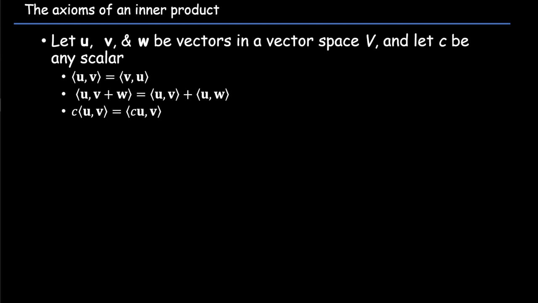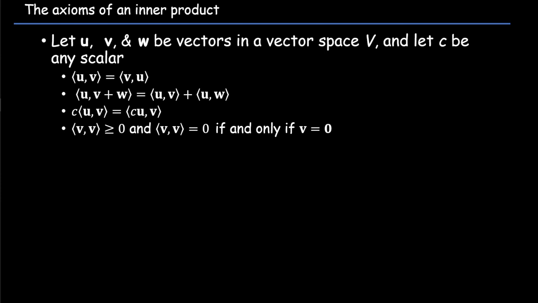Lastly, the last axiom it must obey is that the inner product of v comma v must be greater than or equal to 0. And if it is equal to 0, that only means that the vector v is 0. These are the 4 simple axioms it must obey. Like with the vector space, if any of them fail, then it is not considered an inner product.